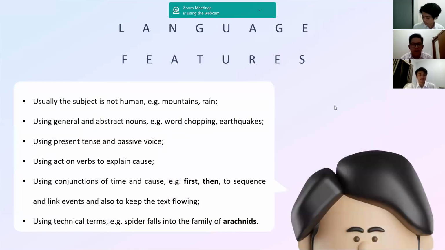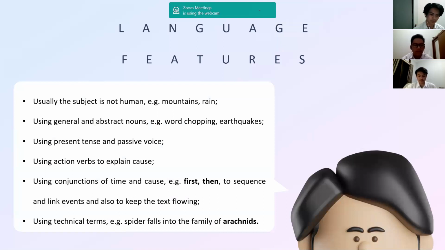Okay, now I want to talk about language features. Number one, usually the subject is not human. For example, this text explains something about a natural phenomenon such as mountains, rain, etc. Number two, using general and abstract nouns such as word chopping and earthquakes. And the next one is this type of text using present tense and passive voice, also using action verbs to explain cause.